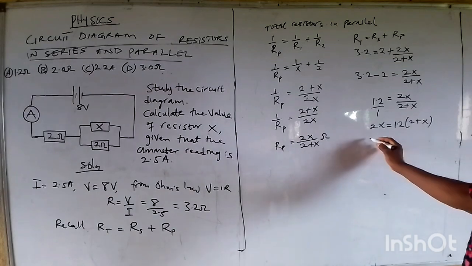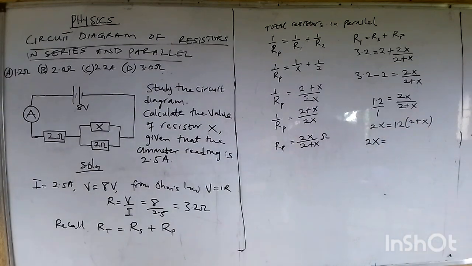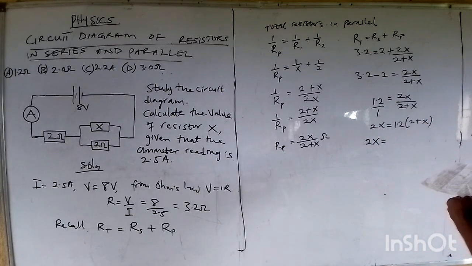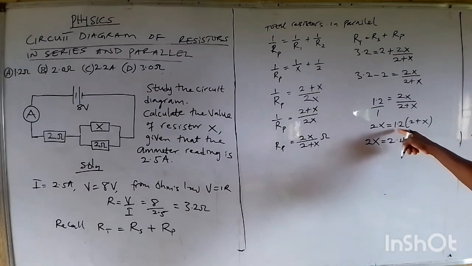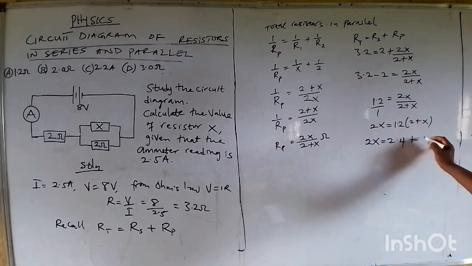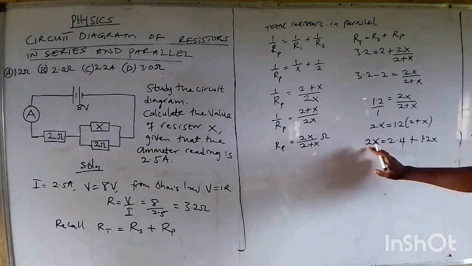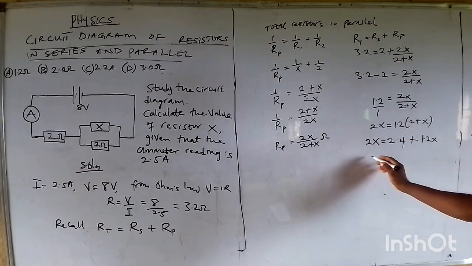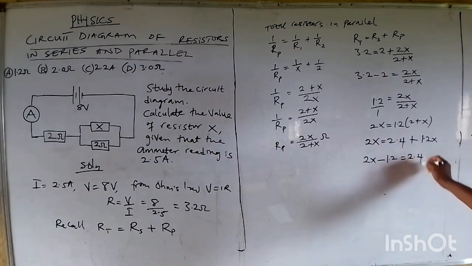Now we have 2x is equal to 1.2 multiplied by 2. Of course, it will give us 2.4 plus 1.2 multiplied by x will give us 1.2x. At this point, we observe that these and these are like terms, so we collect like terms to now give us 2x minus 1.2x is equal to 2.4.